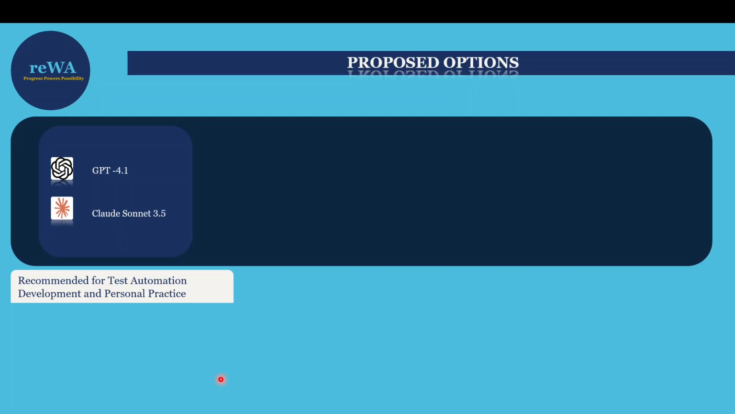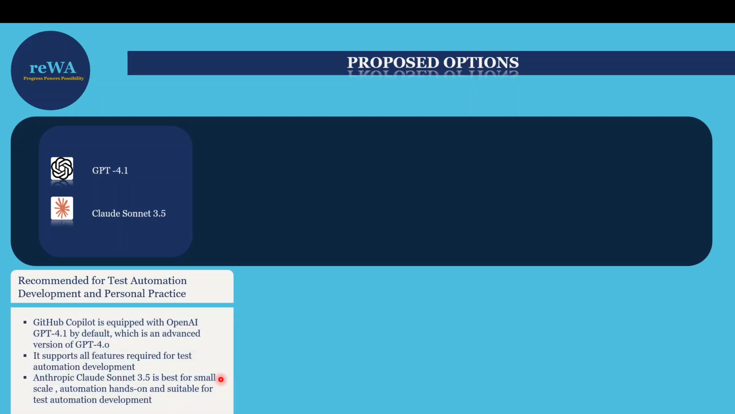You don't need to worry that the number of models keeps coming every 2 weeks across the vendors. Just know at a high level what features they are giving. If you are hands-on with one particular model on any of the IDEs, that is enough. GitHub Copilot is equipped with OpenAI by default, and it supports all features required for test automation.